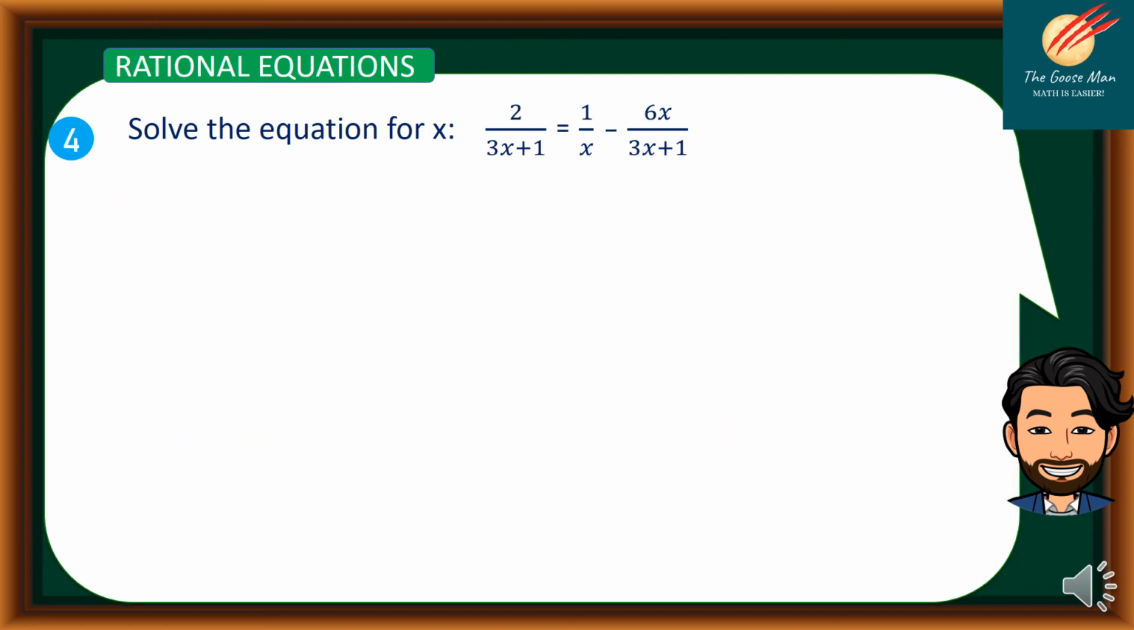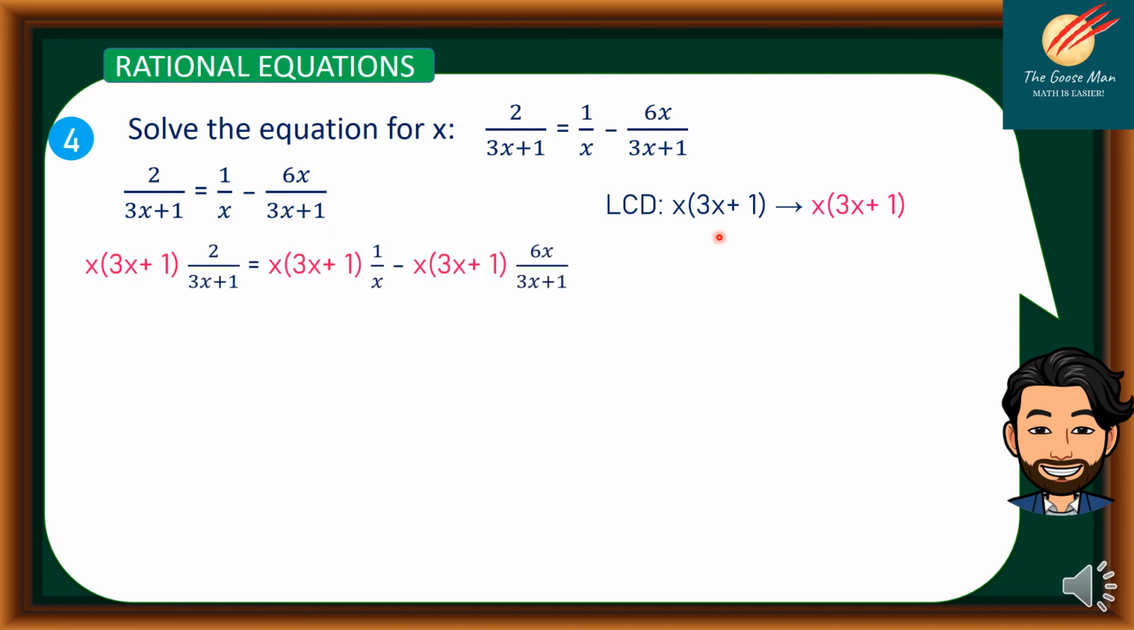Let us now consider problem number 4. We have 2 over 3x plus 1 is equal to 1 over x minus 6x over 3x plus 1. Again, we will get the LCD of 3x plus 1, x, and 3x plus 1. So our LCD in factored form is x times 3x plus 1. We will multiply both sides of the equation by that expression.